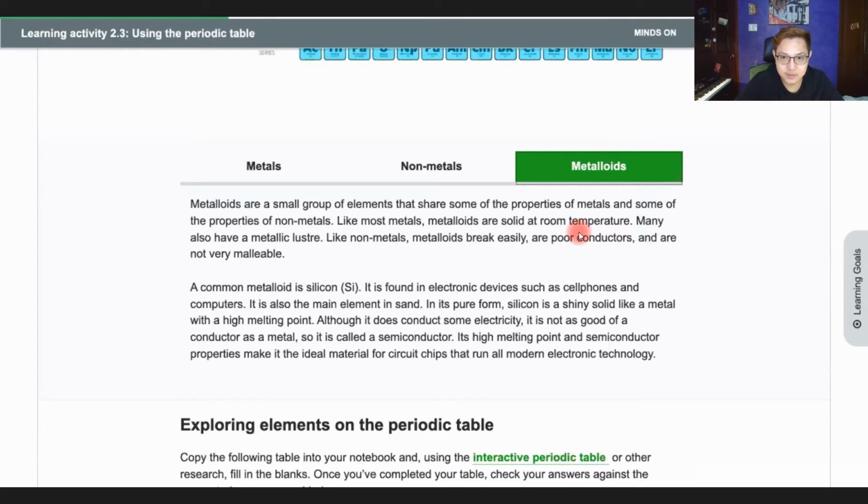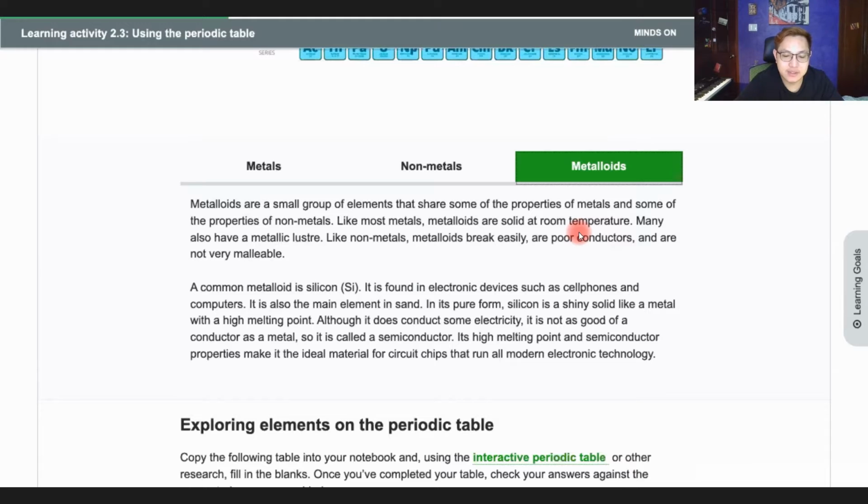Metalloids are a small group of elements that share some of the properties of metals and some of the properties of non-metals. Like most metals, metalloids are solid at room temperature. Many also have metallic luster. Like non-metals, metalloids break easily, are poor conductors, and are not very malleable.